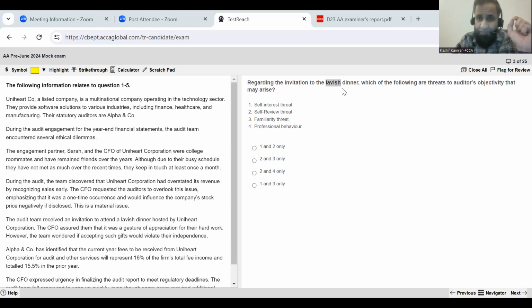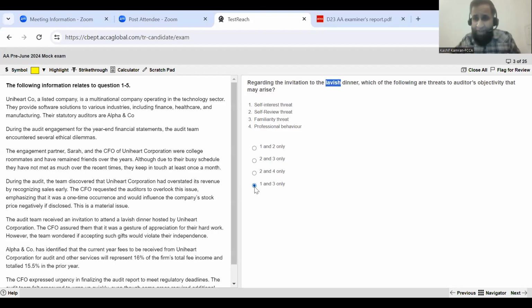So a lavish dinner. Which of the following threats to objectivity may arise? Even if you don't read the lavish dinner on the left-hand side of the screen, normally, if you are given a lavish dinner, you all know as AA students what sort of ethical threats arise. Tell me, which of the options should I go with? 1 and 2, 2 and 3, 2 and 4, 1 and 3. Perfect. 1 and 3.